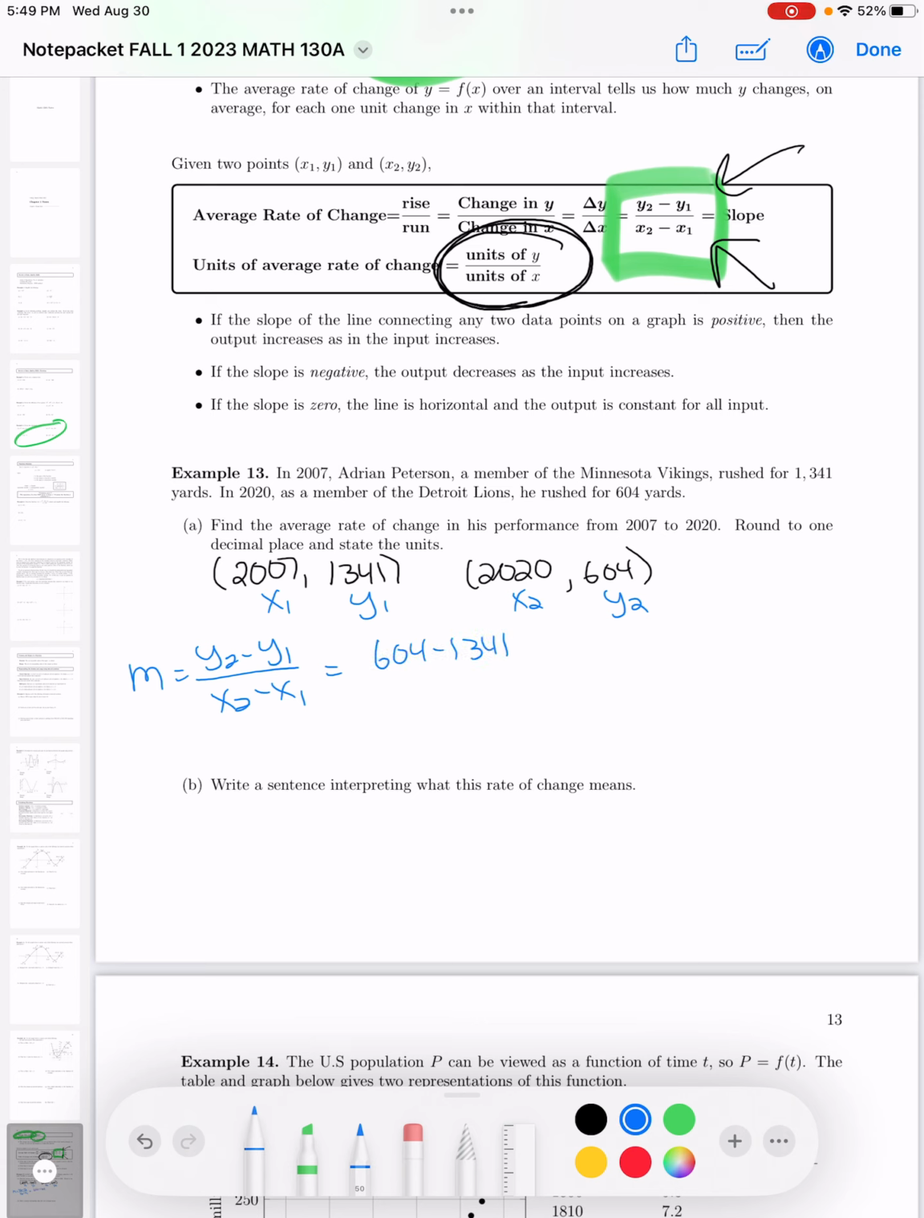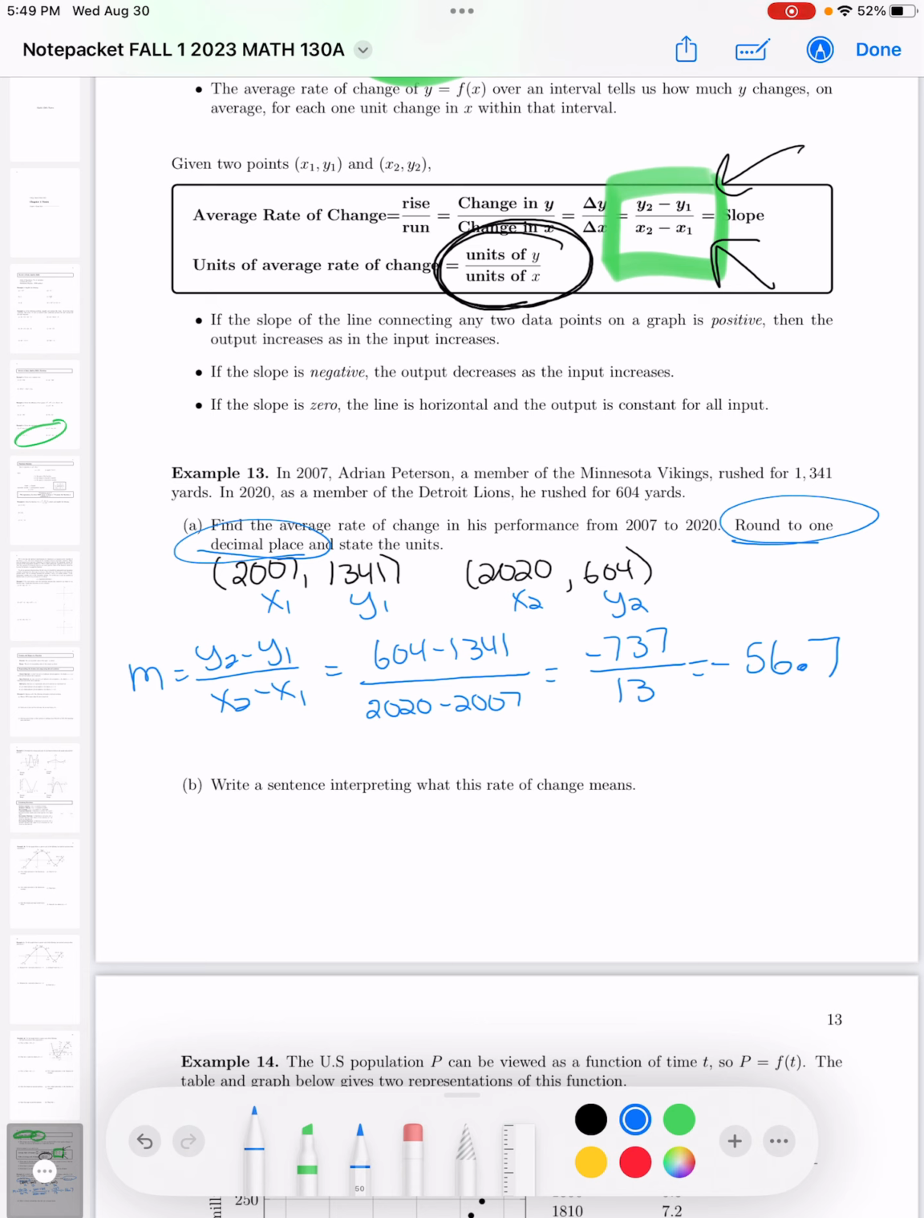If you learned y1 minus y2 over x1 minus x2, that's fine. The order there isn't going to be really important as long as you're consistent. I'm going to type the numerator in. Then I'm going to type that denominator in. And the directions ask me to round to 1 decimal place. So I am going to go ahead and type this in and round.